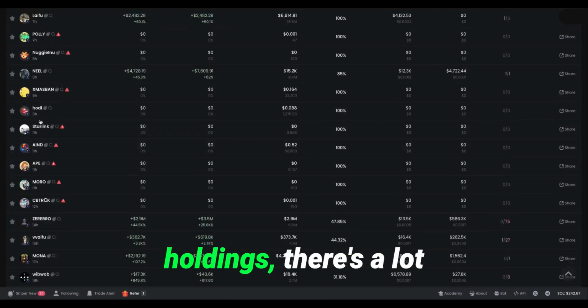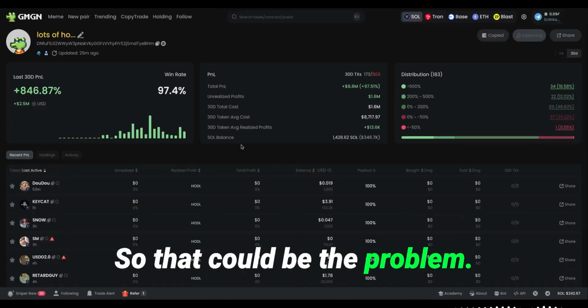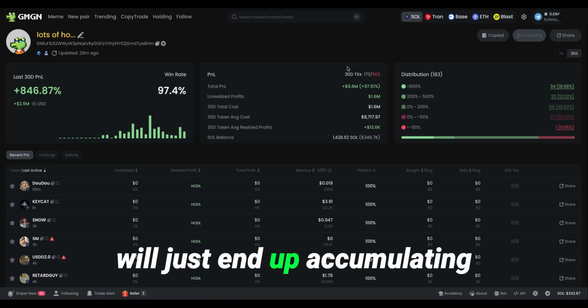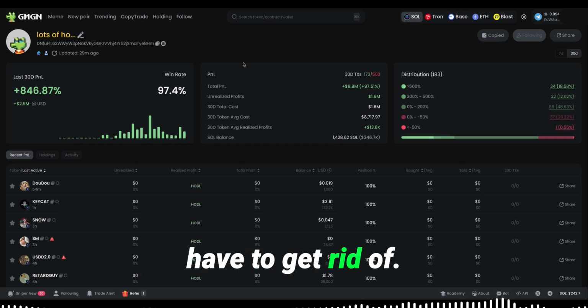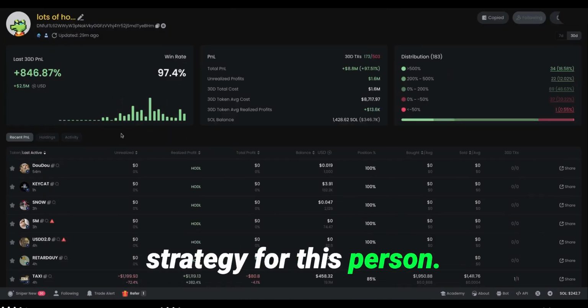So you can see the holdings. There are a lot of coins this person is holding for multiple days. So that could be the problem. If you don't have much money in your Solana wallet, you will just end up accumulating a lot of illiquid coins or coins that you have to get rid of. But this seems to be a very successful strategy for this person.